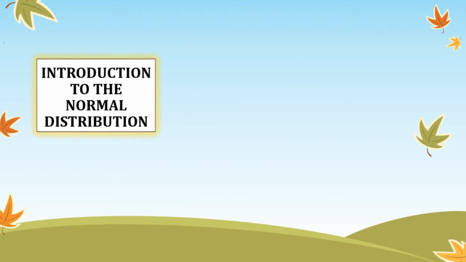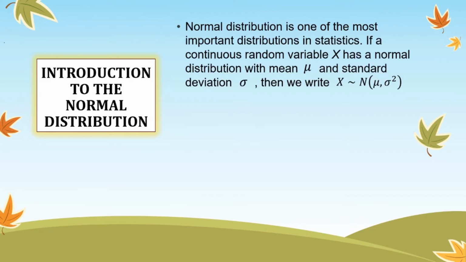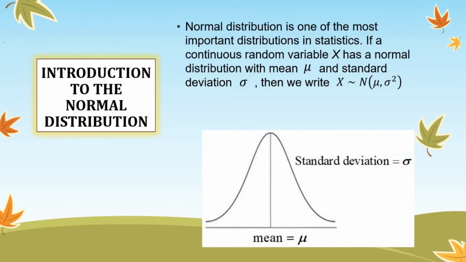Let's look at the introduction to the normal distribution. Normal distribution is one of the most important distributions in statistics. If a continuous random variable X has a normal distribution with mean, the symbol is mu, and standard deviation sigma, then we write X is normally distributed with mean and variance, with these two parameters. So we will have a bell-shaped curve, with mean and standard deviation.